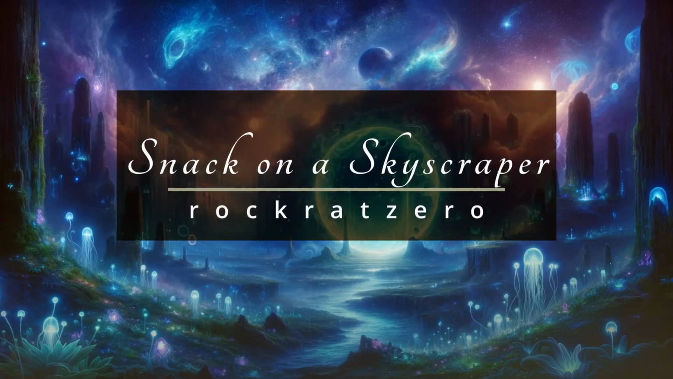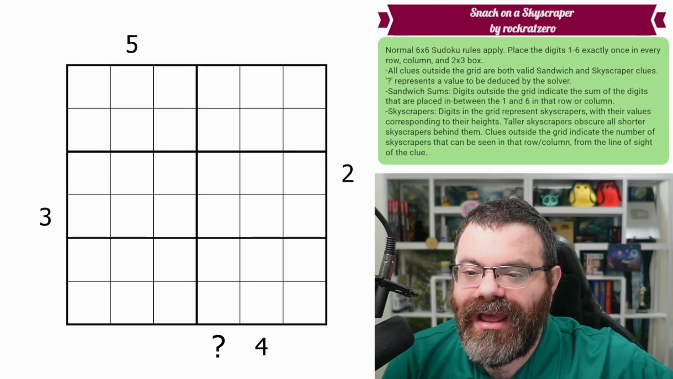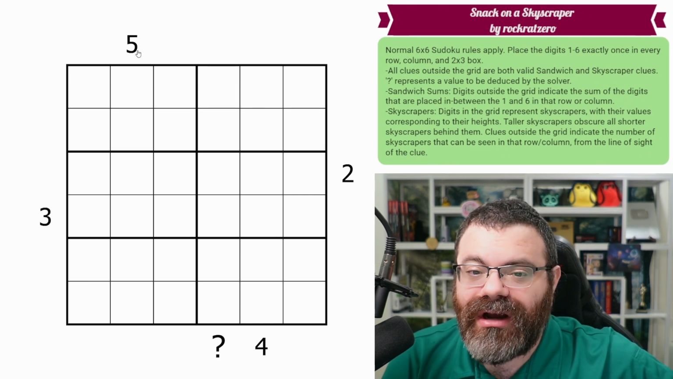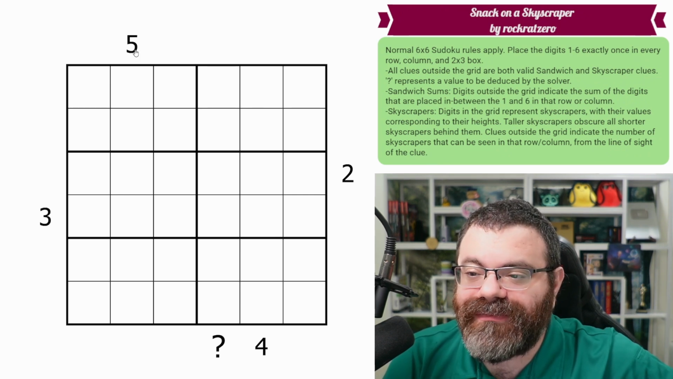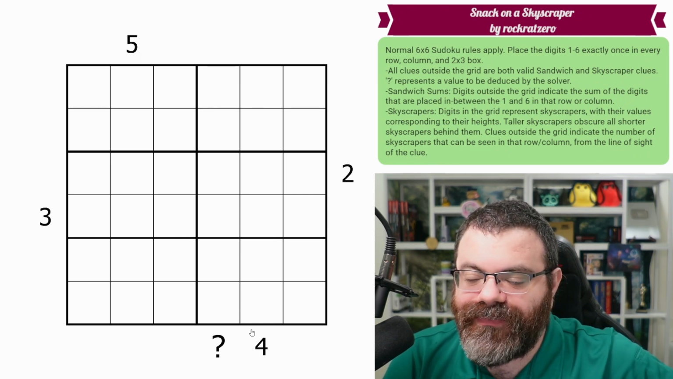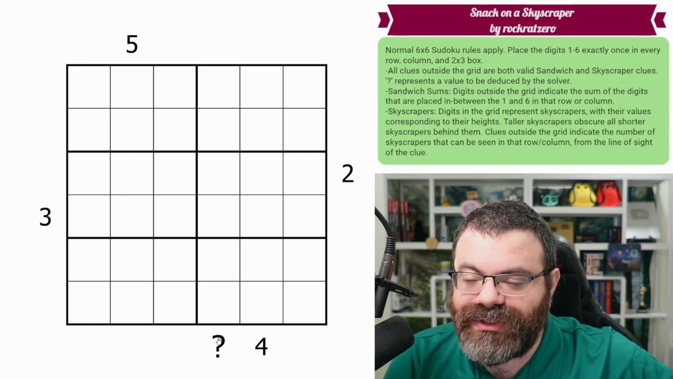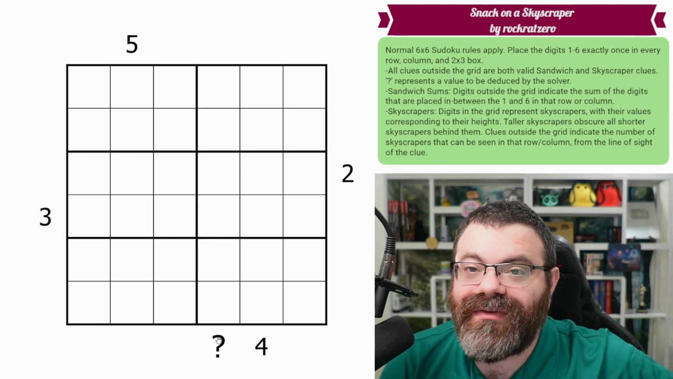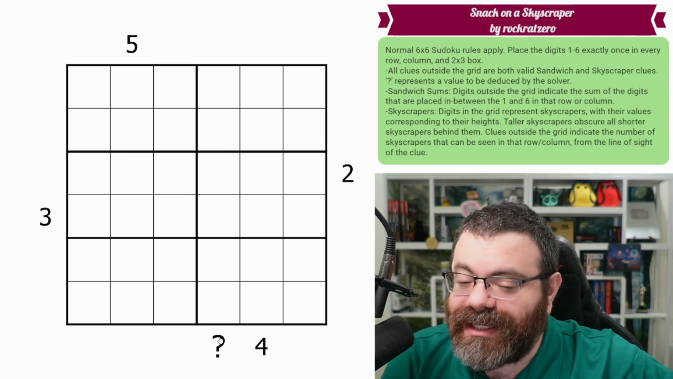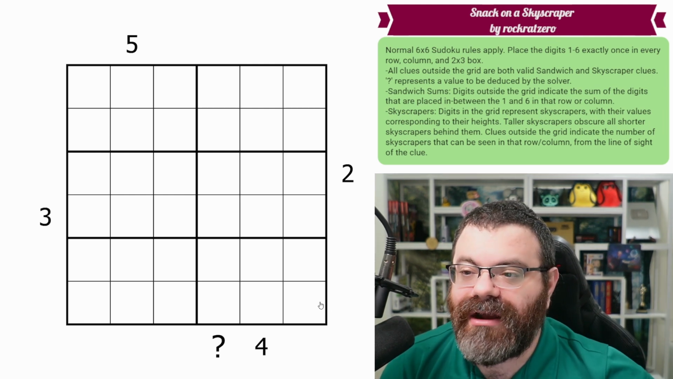Hello, let's continue our Sudoku adventure with Snack on a Skyscraper by rockratzero. So, these outside clues are simultaneously sandwich sums and skyscraper clues. And the question mark is to be deduced by the solver. But once you deduce it, say for the sandwich, that means it's also that same number for the skyscraper. So let's go over the rules carefully here.